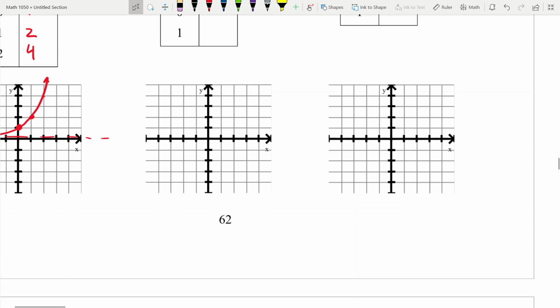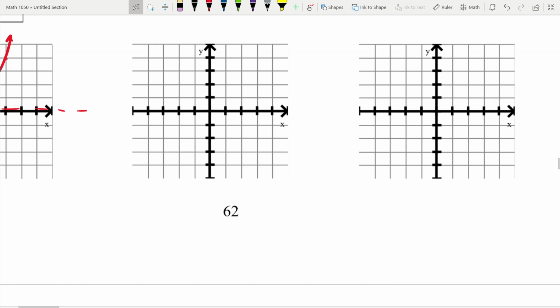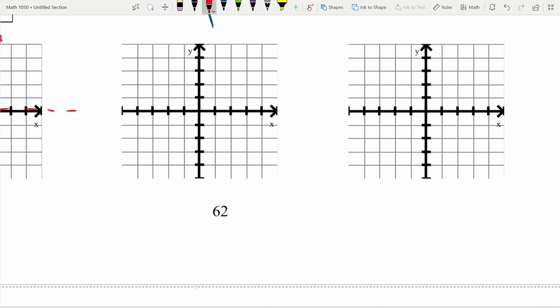Y equals 1/2 to the x power. This question right here is important, so I want you to look. Y equals 1/2 to the x power. So I go, okay, I know it's a parent, so I'm going to have an asymptote. And I know the point 0, 1 is going to be on there as well. And then I know if I go right 1, I'm going to go up whatever that base is, which is 1/2, so it's right there.